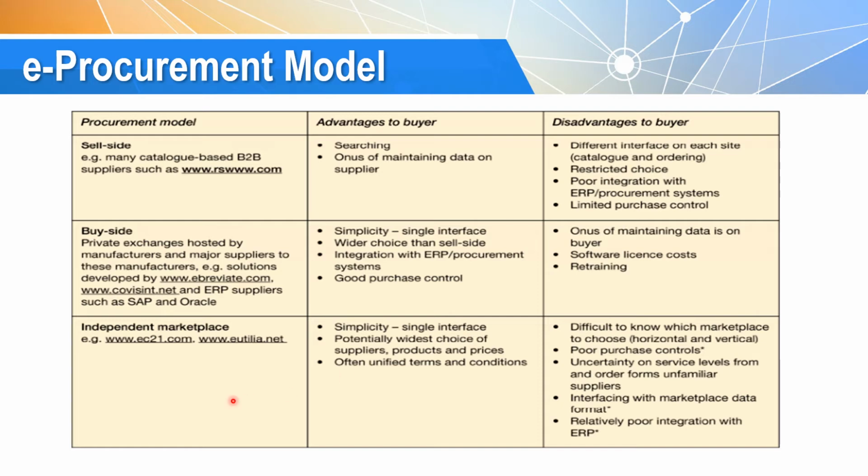Okay, the lastly is independent marketplaces, e-marketplaces. What are the advantages? Of course the first, simplicity, a single interface between buyer and seller. So tak perlu nak tengok banyak sistem. Okay, potentially widest choice of suppliers, products and prices.